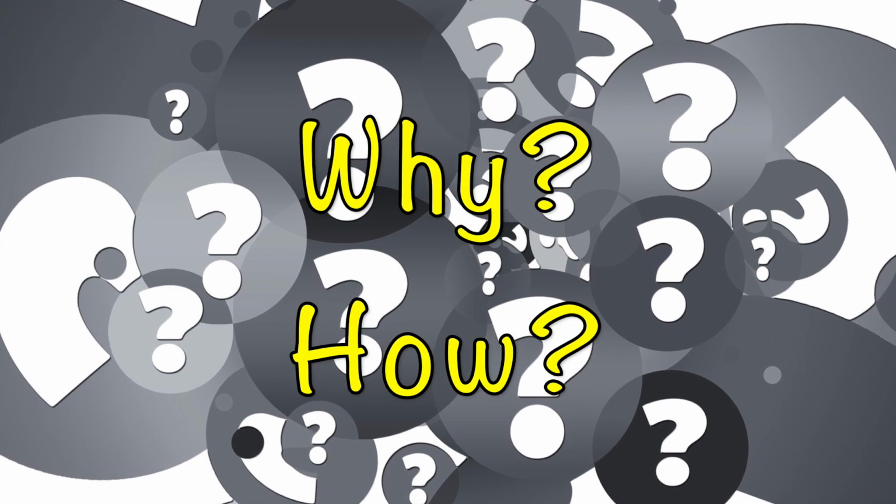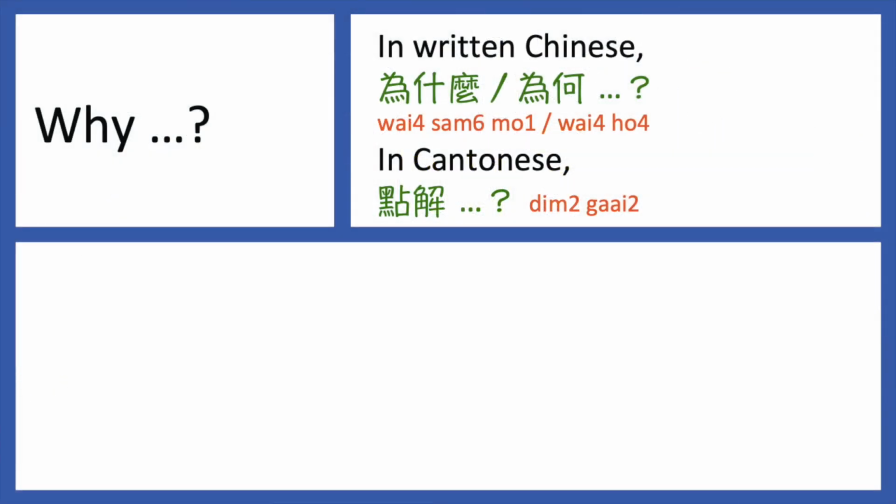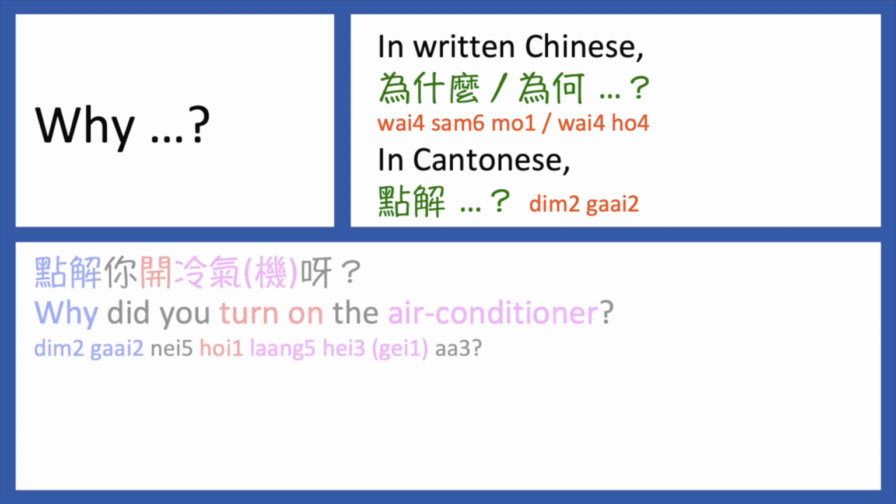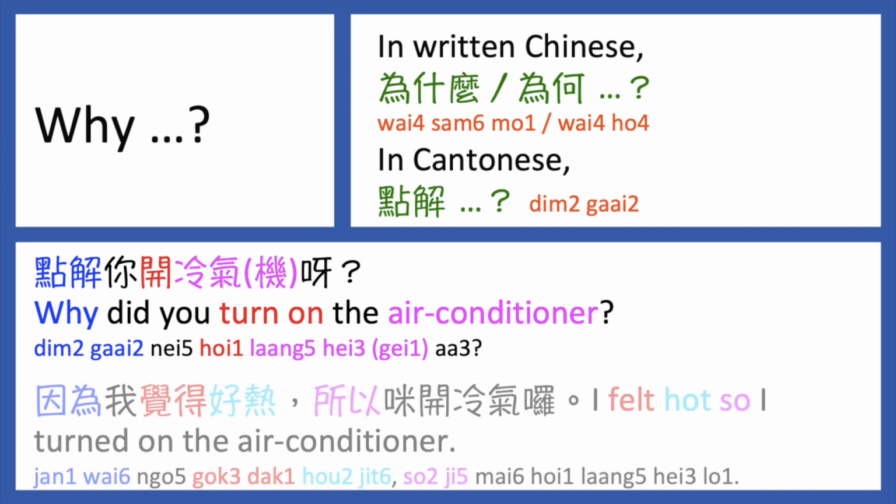We will discuss the question words why and how in this section. Why? In written Chinese, we say 為什麼？為何？ In Cantonese, we say 點解？ For example, 點解你開冷氣機啊？因為我覺得好熱，所以咪開冷氣咯。 This question word is usually put at the front of the question.